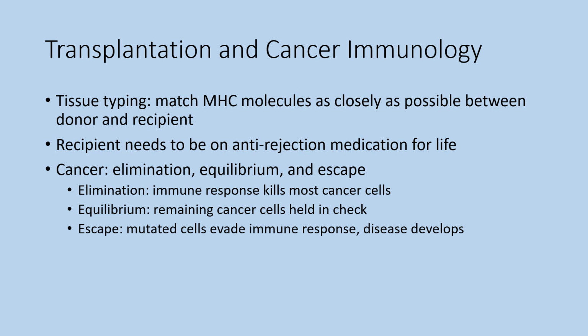In terms of cancer, they often refer to elimination, equilibrium, and escape. In elimination, your immune response is killing most of the cancer cells. There are certain markers usually placed on cancer cells where the immune system can recognize that some of these aren't quite right and kill them. Equilibrium is when any remaining cancer cells are held in check, so you don't have the development of a tumor. If some of those cells mutate, they're able to evade the immune response and escape, and then you have the development of the disease.